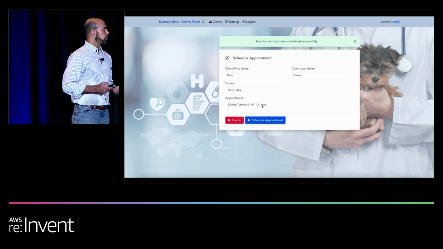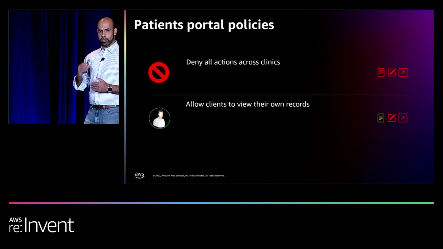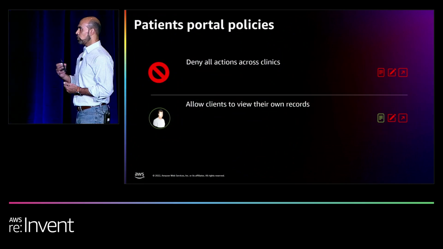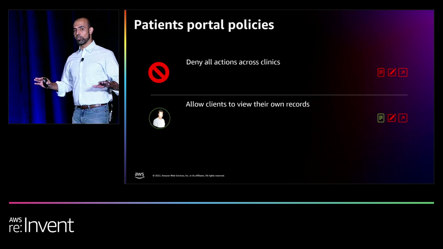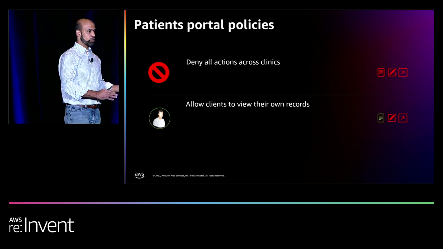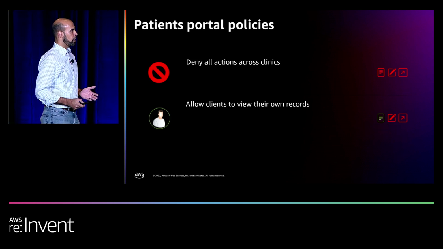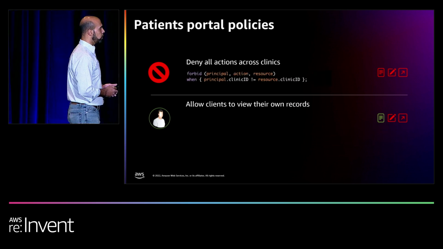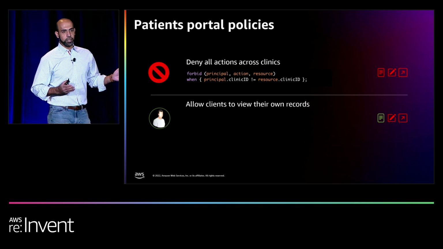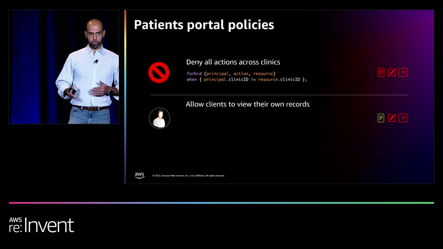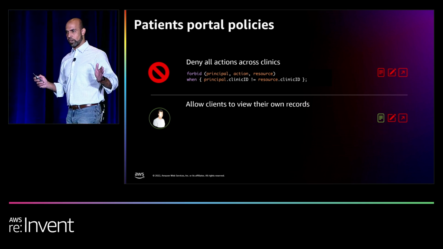So how this translates into permissions. We have permissions rules, and we want to translate these permissions into policies. The first rule says I want to deny all actions across clinics. So let's say this clinic portal is used by multiple clinics. I want to make sure that no cross-clinic access is ever allowed. And I can do this with a forbid statement that says forbid everything when the principal.clinic ID doesn't match the clinic ID of the resource. This is a safe check in my system that this will never happen.